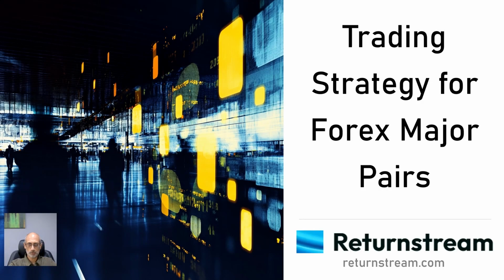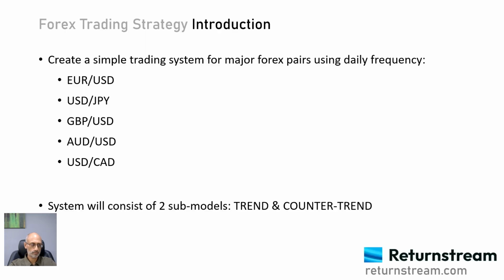In today's video, we'll be presenting a trading strategy for trading the Forex major pairs. It'll be a strategy that is quite simple in concept, and it'll use daily bar frequency, and the currency pairs that it's going to be based off are the euro, the yen, British pound, Aussie dollar, and Canadian dollar. And these are all versus the US dollar. And the system will consist of two submodels, which are trend and counter trend.